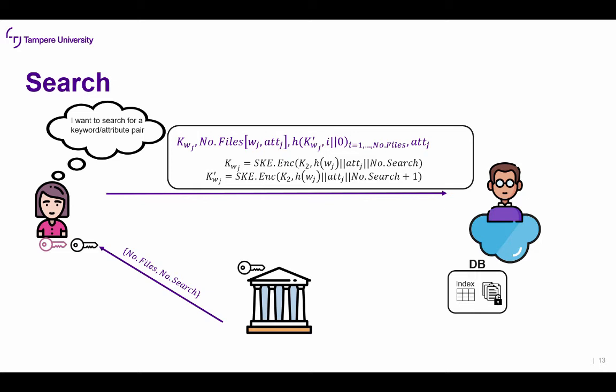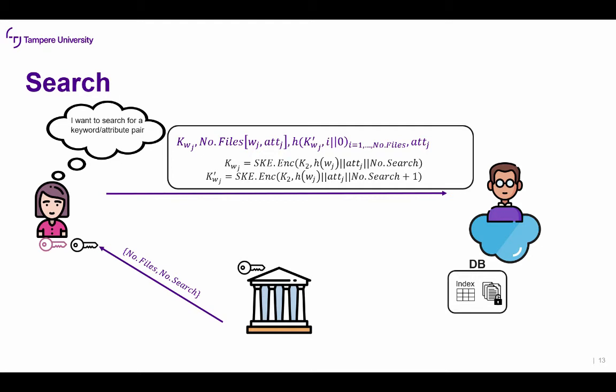So on each search operation, the addresses for the keyword attribute pairs are updated based on KW. And this is actually how we maintain the notion of forward privacy in our construction. As you can see here, KW prime is actually exactly the same as KW, with the only difference being that there is a different number of search values at the end of the concatenated terms.